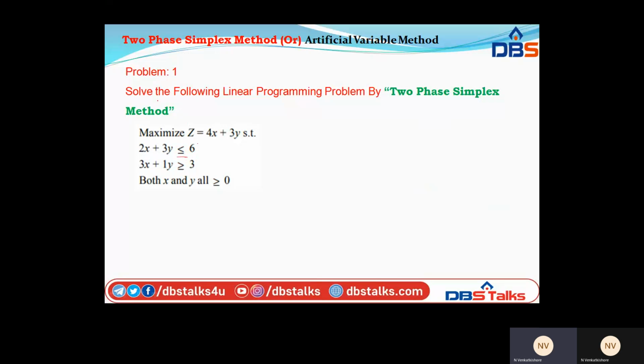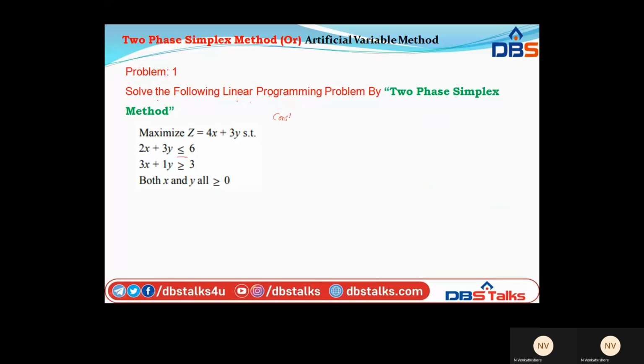Okay, then what we will discuss is the first stage. The two-phase simplex method means we have to do two phases. So in phase one, straight away we can write it.